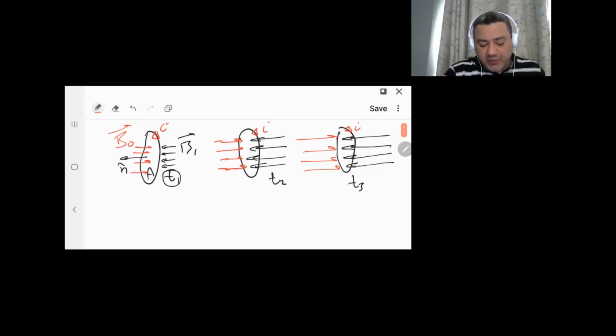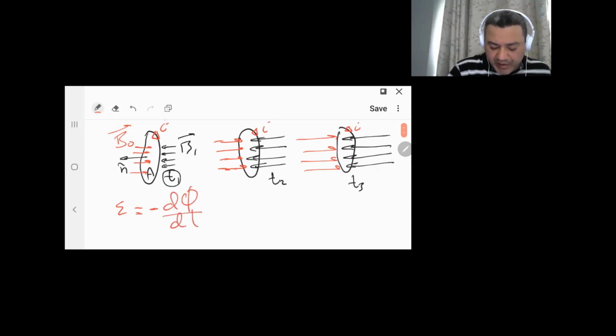And the relationship now between B1 and I will have the negative sign. Why? Because B naught is opposing B1, which basically means it's in the opposite direction, equal in magnitude. So it's going to result in a current generated this way. However, the relationship between I and B1 would be with a minus sign. And that's why we have the electromotive force equals minus d phi over dt.